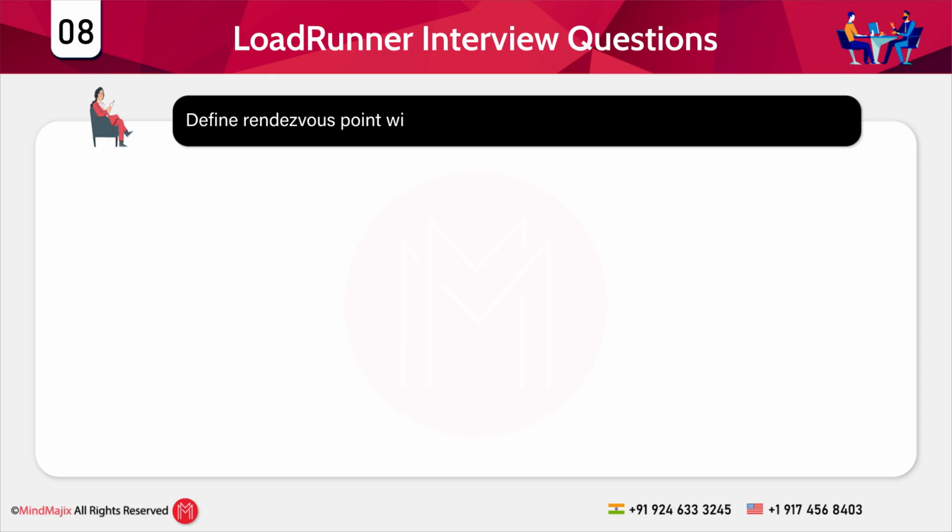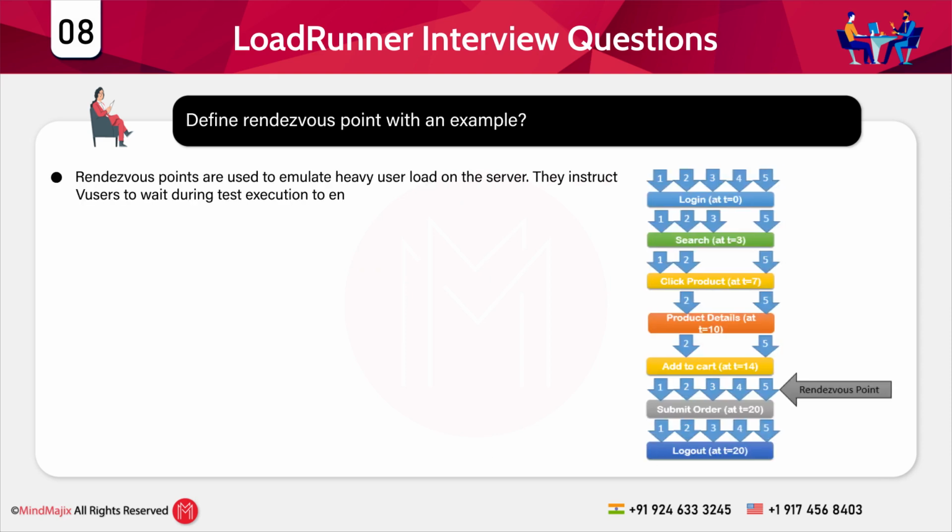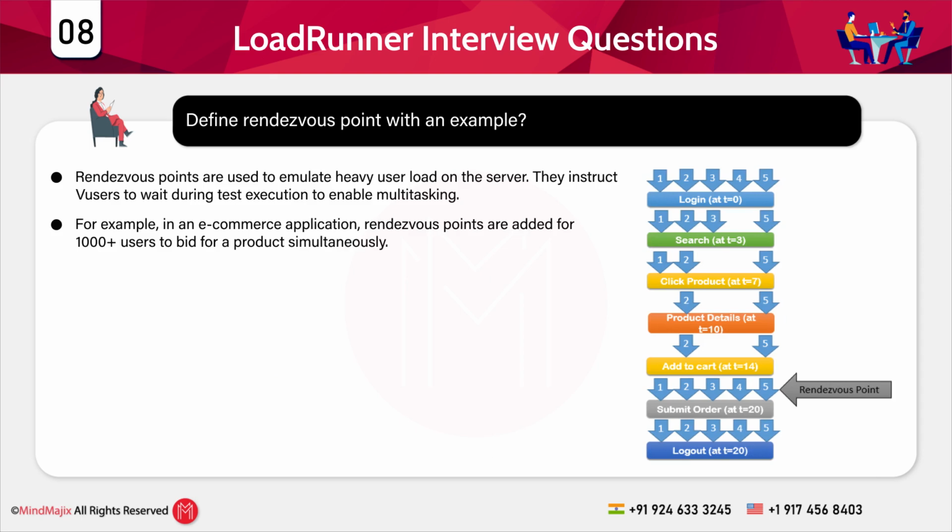What do we mean by rendezvous point? A rendezvous point is when 10 users are starting, we don't know, the first user may complete the operation in the first 5 minutes, the second may complete in the next 4 minutes. But if I want a particular transaction to be executed by all 10 users at the same time, I am holding all the virtual users at a point. That point is considered to be a rendezvous point.